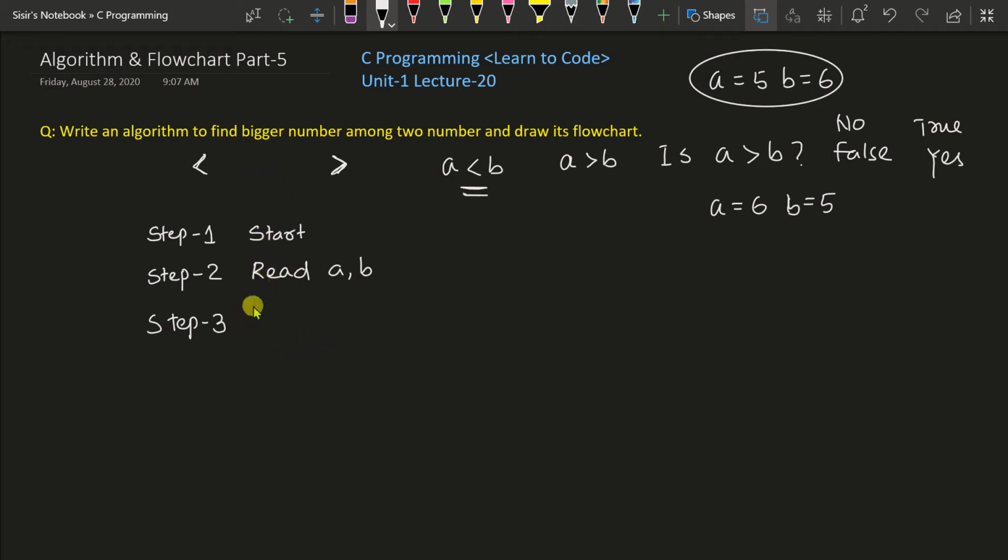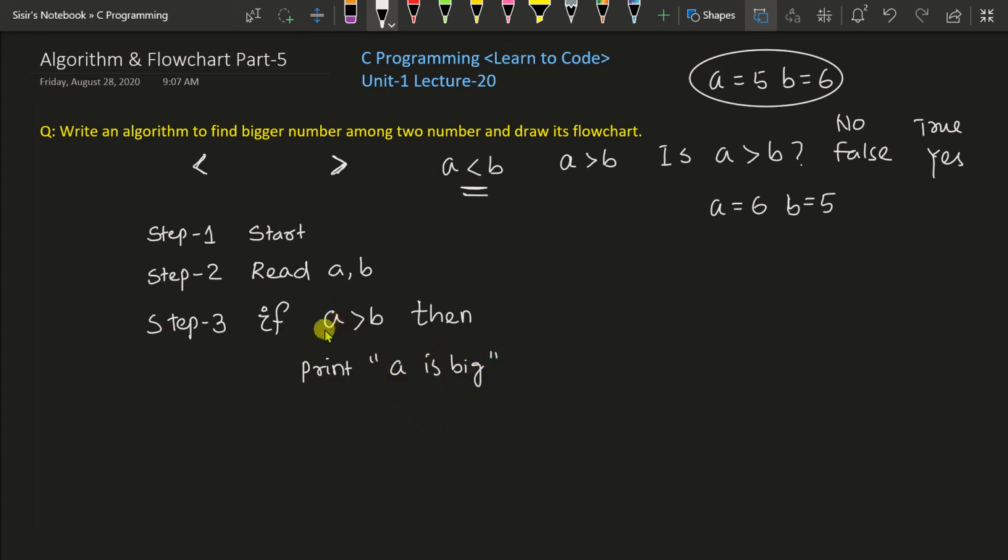Okay, so the second step is what I am going to write. The computer has two numbers, so the computer will compare these two numbers. So I will write: if a greater than b. This is the condition. If a is greater than b, that means if it is true, what will happen? I should say that a is bigger than b. So the computer will print a is big.